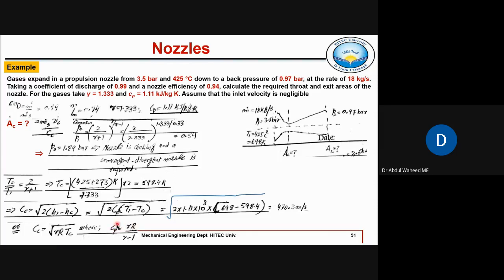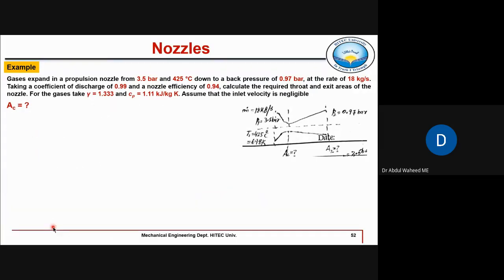So we also know this equation, Cp is equal to gamma R over gamma minus 1. So from here we can find out R, the gas constant. So now we can use this equation also to find out CC. So either use this one or use this one, because it is the critical velocity.